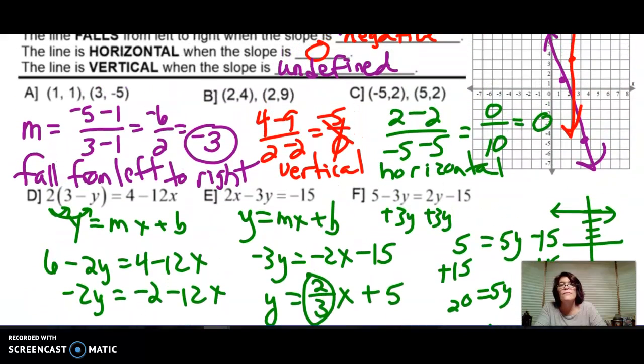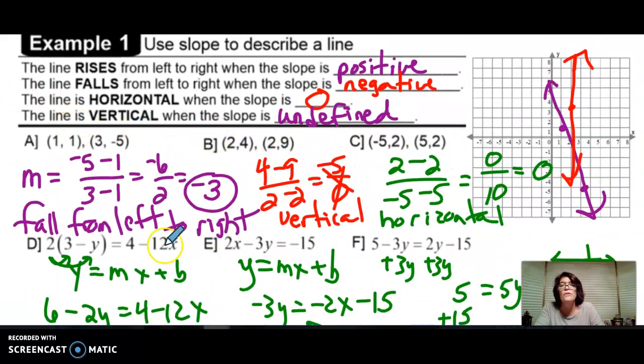So that's just an idea of how, whether you're given 2 points or an equation of a line, you can find the slope and you can describe it. You should be able to describe what the line looks like just from the slope. Does it rise from left to right? Does it fall from left to right? Is it horizontal or is it vertical?